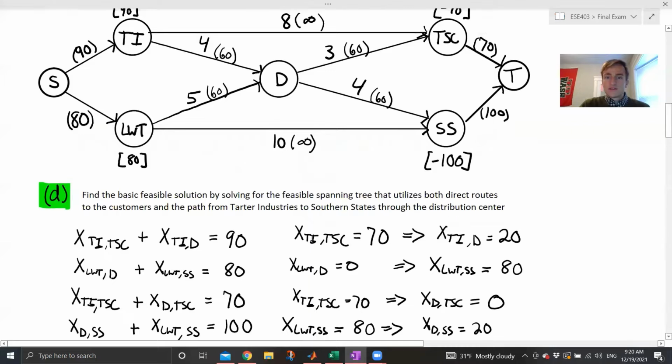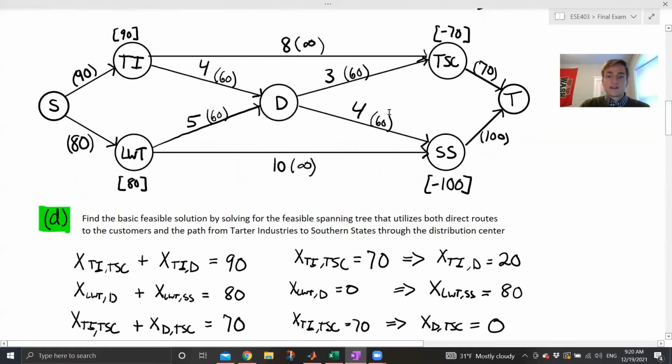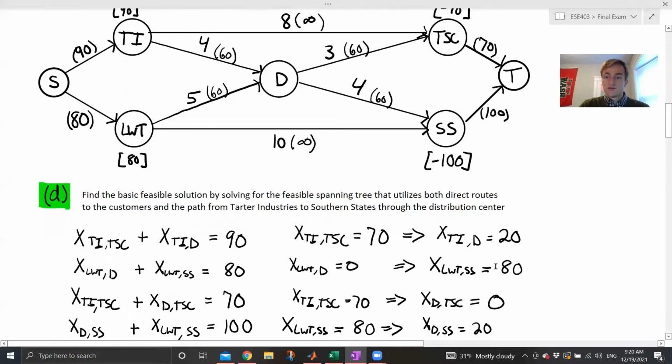And so since we know that TSC can only take a maximum of 70, 70 can come from TI, and therefore the other 20 that comes from TI has to go through the distribution center. So that's how we derive this constraint. As I said earlier, the Liberty Water Tank to the distribution center is our non-basic variable, therefore it's equal to 0. So all of its supply, all 80 of its units, are going to go directly to Southern States. So that's the value of this path right here.